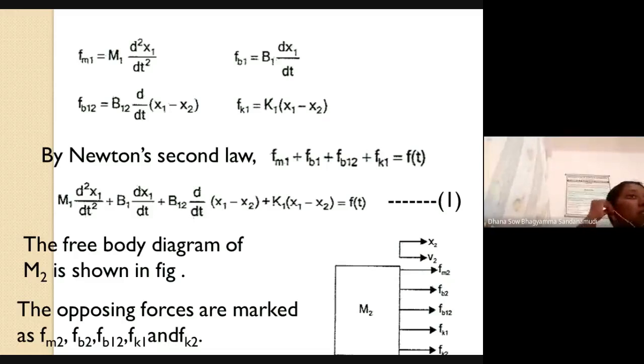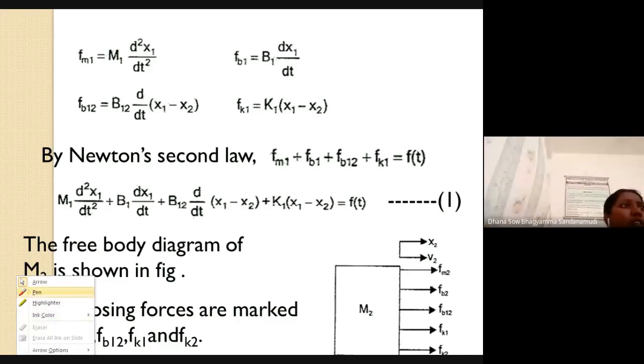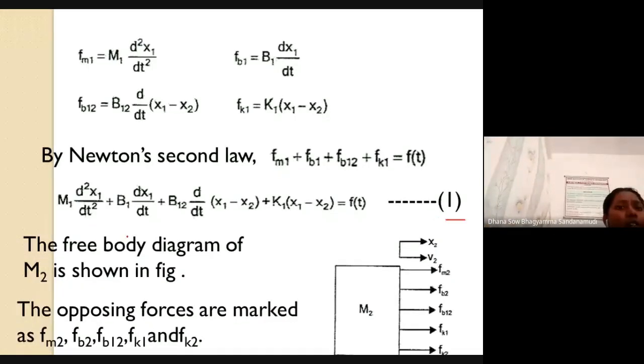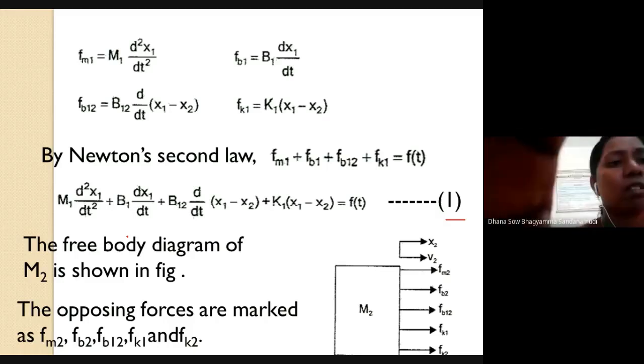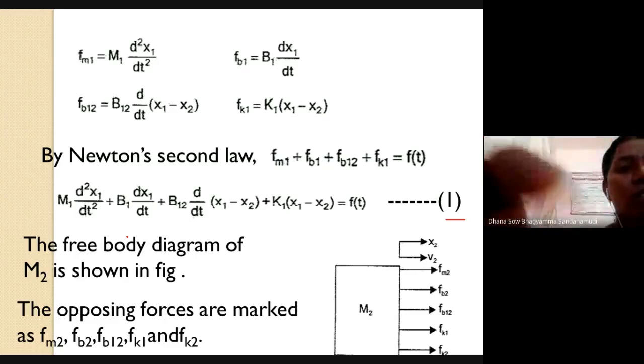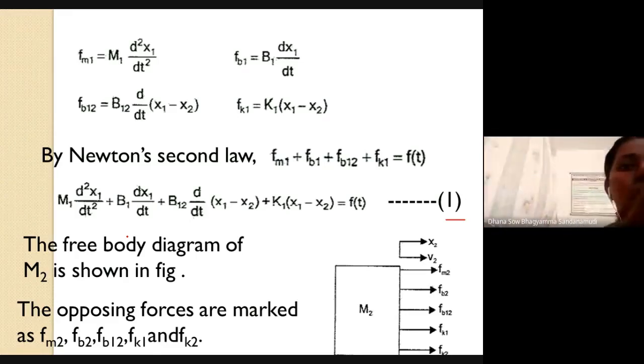Substitute the equations of these forces in Newton's second law, and you will get this. Consider it as equation number 1.